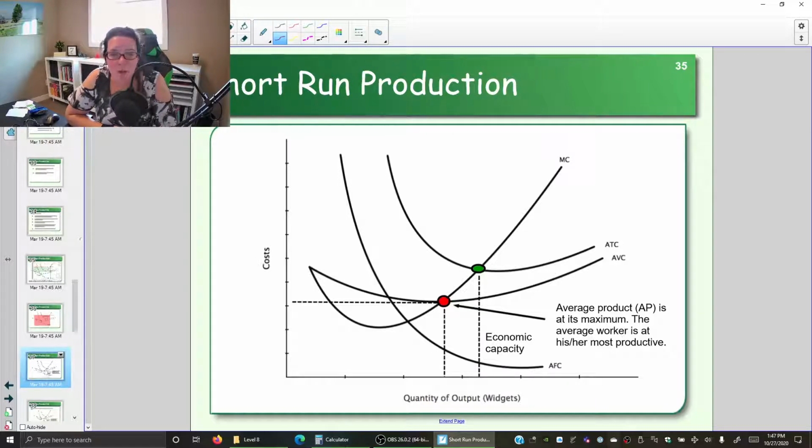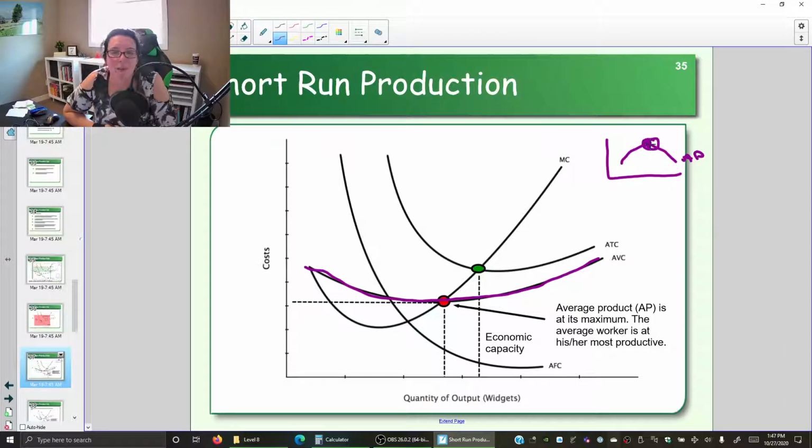So we talked before about the shapes of the different curves. And we know that there's a relationship between the curves and productivity. So, for example, the average variable cost curve is U-shaped because average product is an upside down U. And we can look at the average productivity to determine when our workers are the most productive, right? We're getting the most from our workers when the typical worker makes the most. So average productivity is at its max.